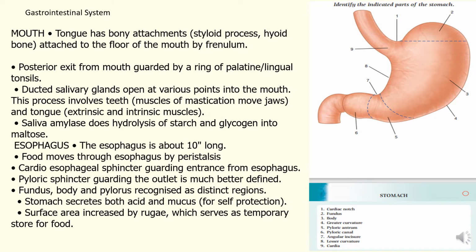This process involves teeth and tongue. Muscles of mastication move the jaws. Salivary amylase does hydrolysis of starch and glycogen into maltose.